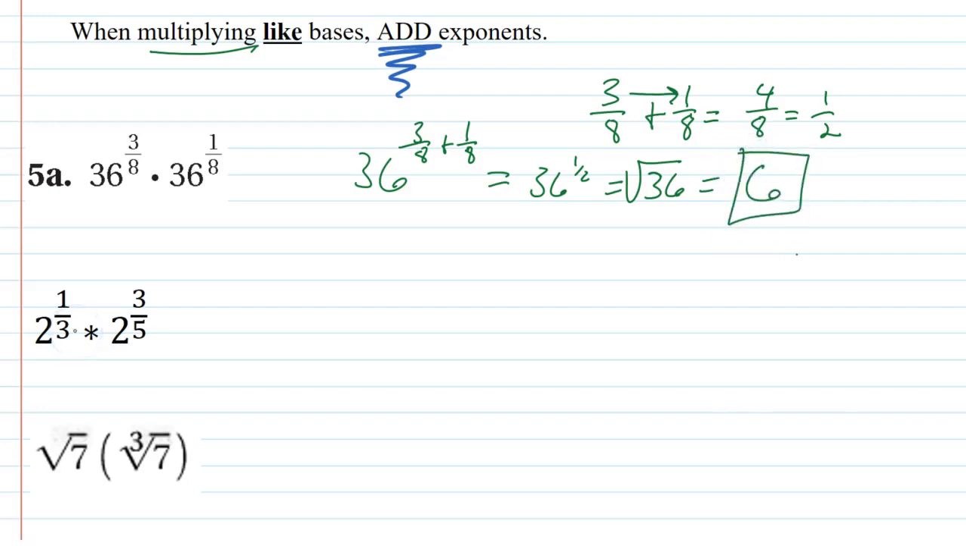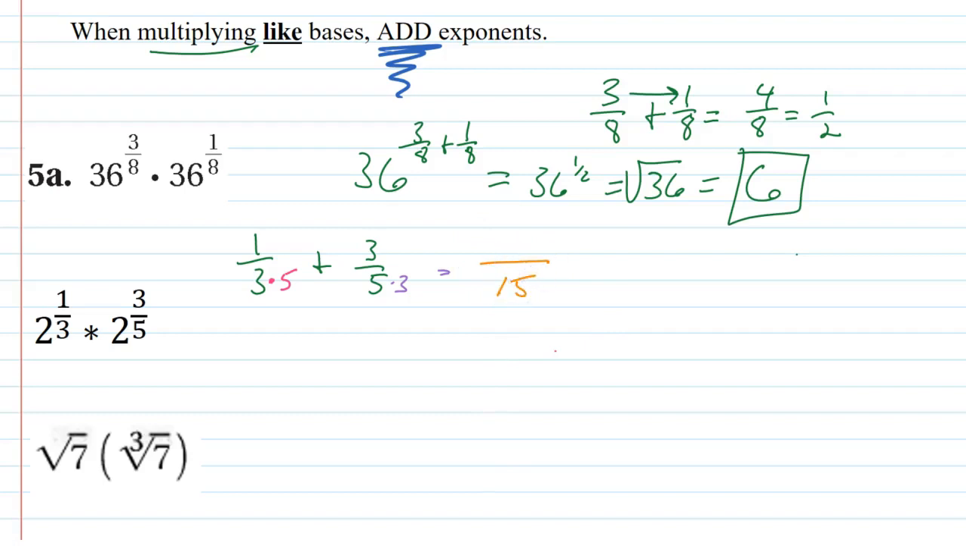Now remember, when adding fractions, we have to have common denominators. So here I have 2 to the power of 1/3 times 2 to the power of 3/5. I have like bases, that's great, but I need to add 1/3 plus 3/5. In order to do that, I need common denominators. What I'm going to do is multiply the left-hand side, the bottom, by 5, and then multiply the right-hand side, the bottom, by 3. What that's going to do is give us a common denominator of 15.